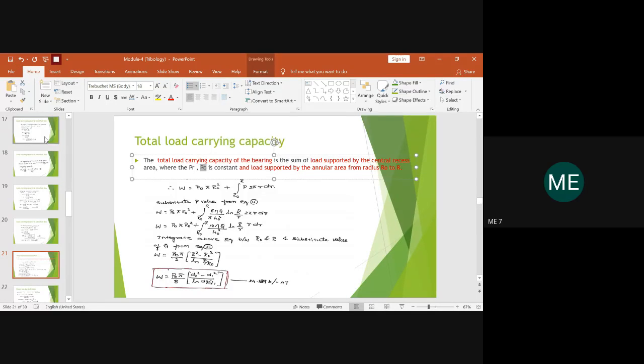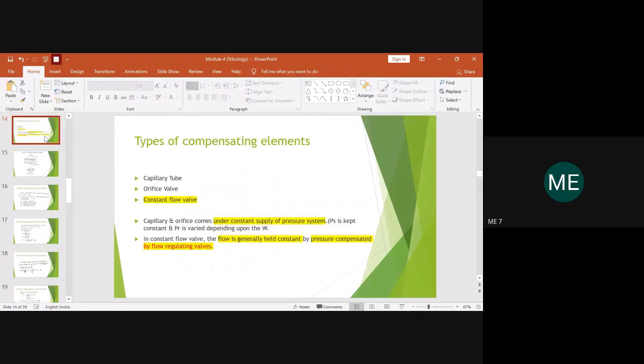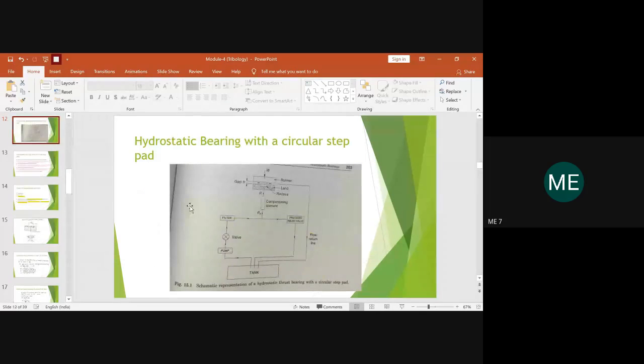So this value will be assumed to be constant always, irrespective of the variation we get. If P naught has to be constant, then you should decide which compensating element to use. In case of a constant flow valve, the flow is always held constant. If you go back to the diagram here, the supply pressure which passes through the compensating element will be held constant. Only PR will be varied based on the load applied. Only then can the load applied in the normal direction be balanced with the pressure coming in the upward direction, so that it retains the journal bearing in equilibrium condition.